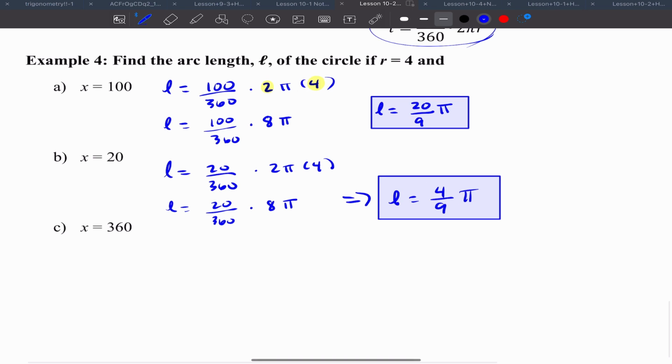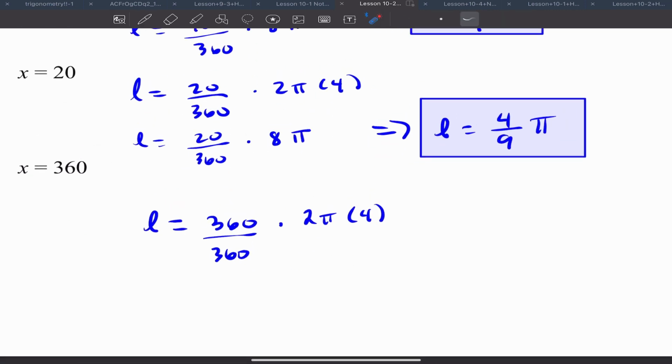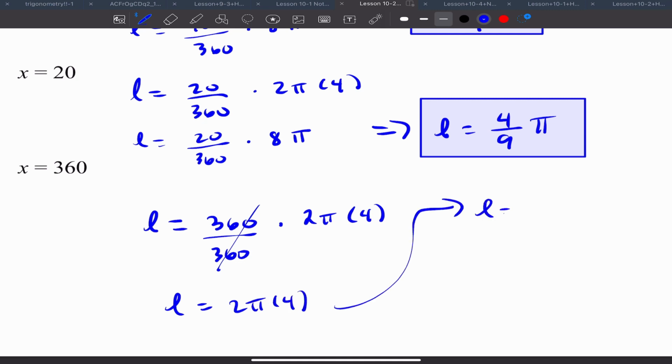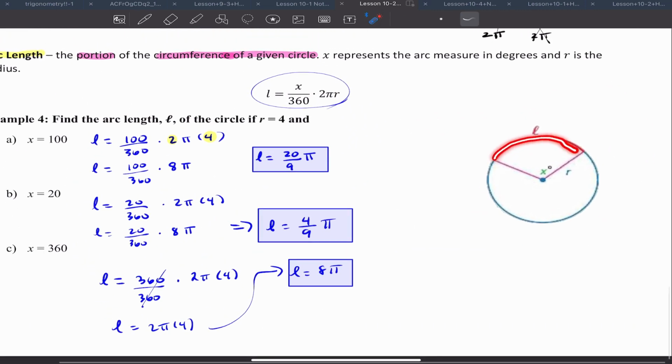All right, last problem. So it's L equals 360 over 360 times 2 pi r, which is 4. Notice that 360 over 360 is the fraction that I'm dealing with. That cancels, so I'm left with L equals 2 pi 4, or L equals 8 pi. So that means that this here is 8 pi units long, not 8 pi degrees. Okay? And there you go.